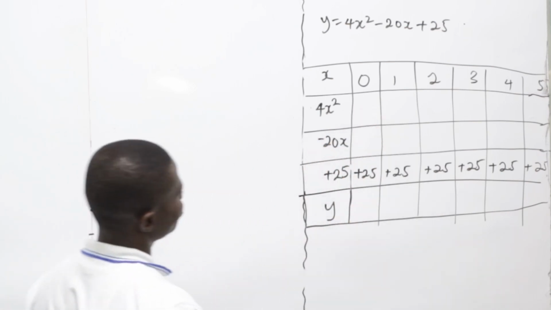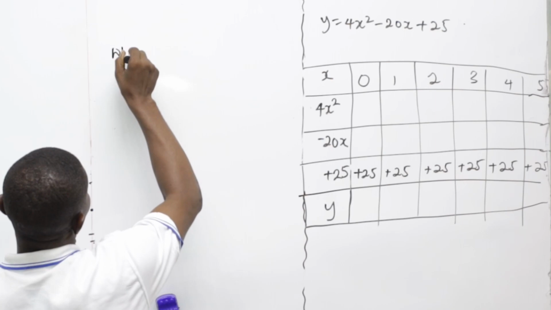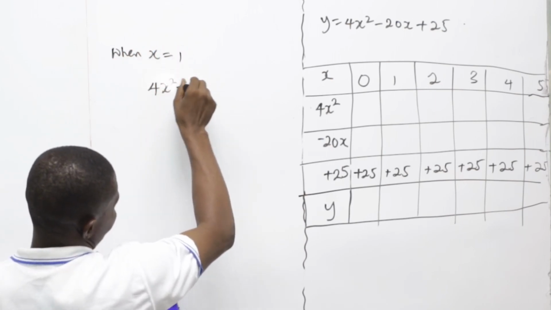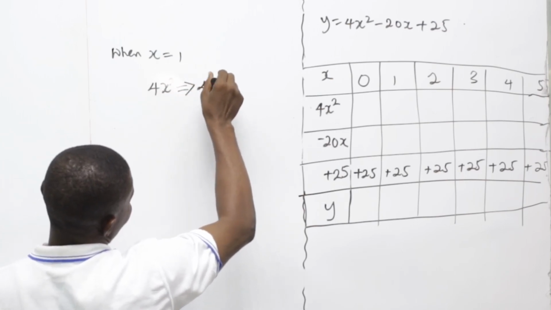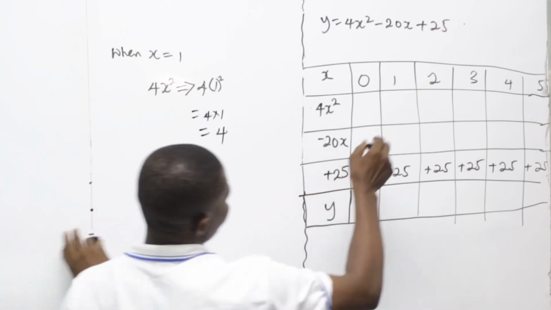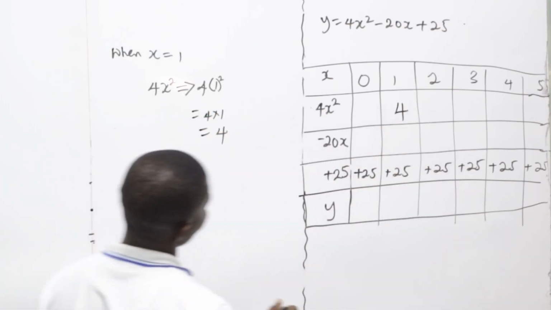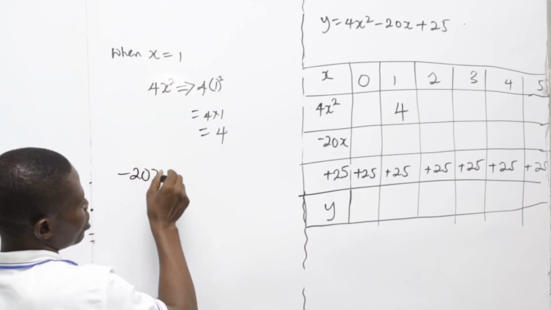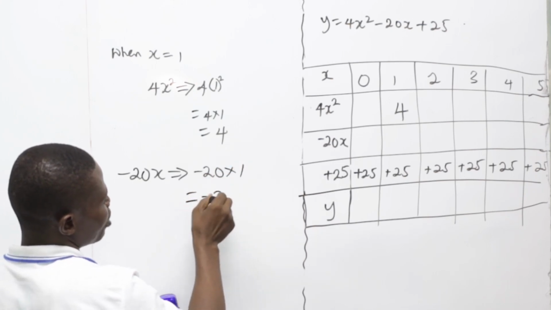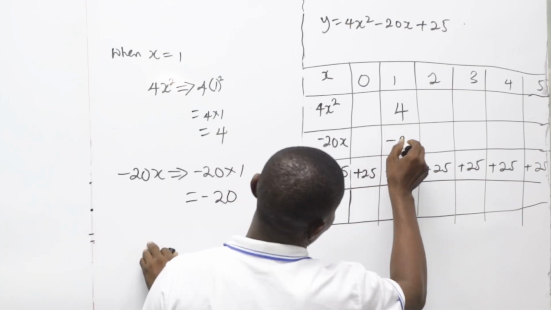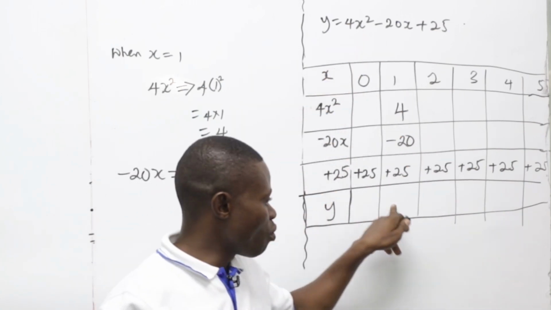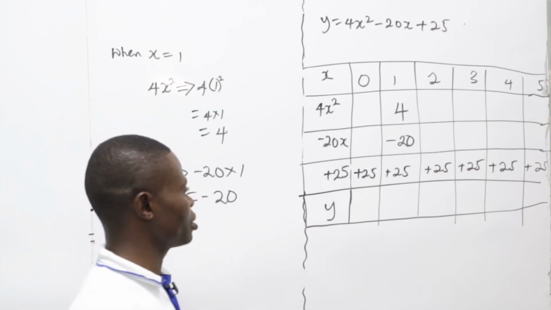For this, when x equals 1, 4x squared implies 4 into 1 squared, which is what? 4 times 1 equals 4. You write. Then minus 20x will imply what? Minus 20 times 1 equals minus 20. You write. Or you interpret because you have the value all through to get y, which is our target.